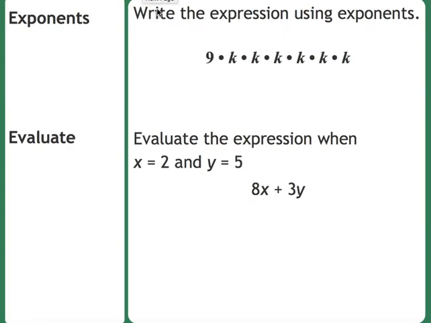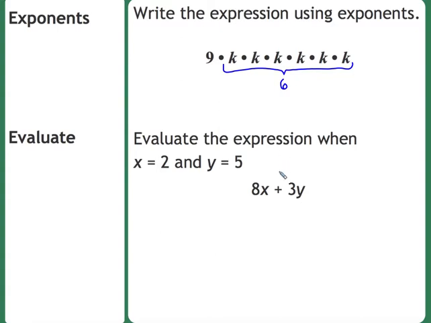Next topic is writing exponents, or writing expressions as exponents. So remember, you want to figure out how many times your variable is being used as a factor. So in this case, k is being used as a factor 6 times. So we're going to want to write 9 times k with this number of times it is used as a factor. So do that as an exponent.